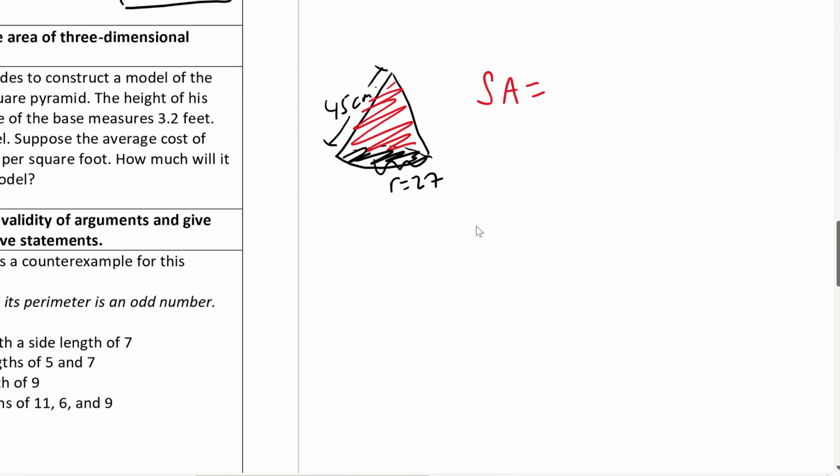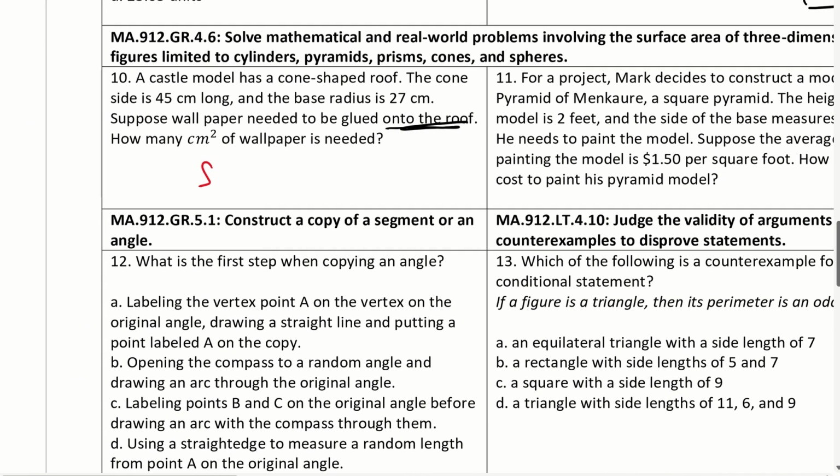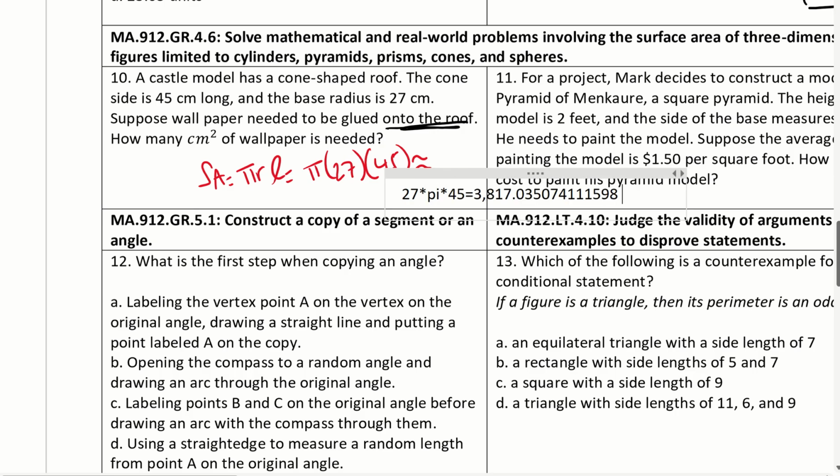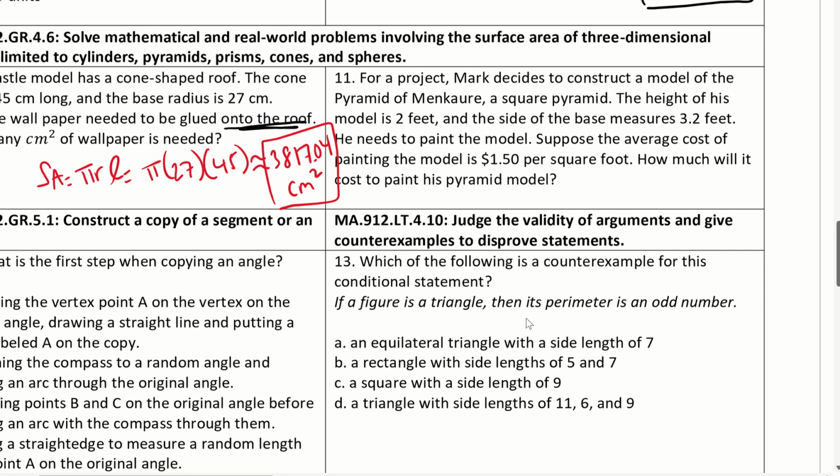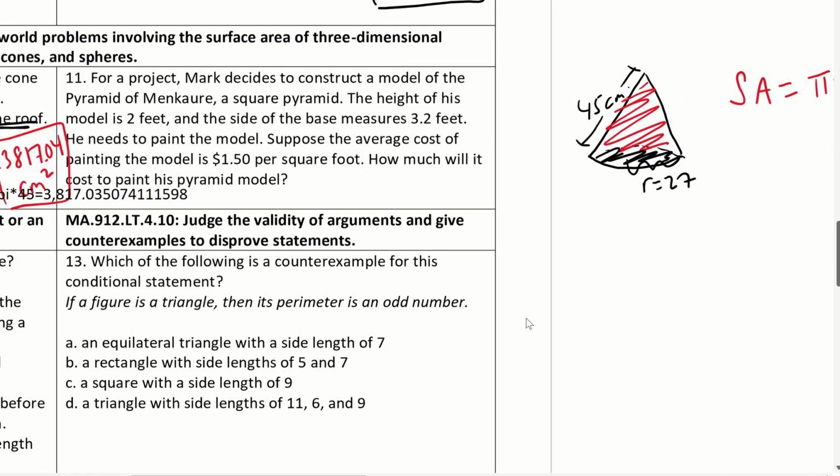The formula here is simply going to be pi RL. We won't need the base part. All right, so then in that case, let's just write the formula here. We have pi times the radius was 27 times the 45. All right, and then we got 27 times pi times 45. So we have about 3,817.04 centimeters squared. So approximately.